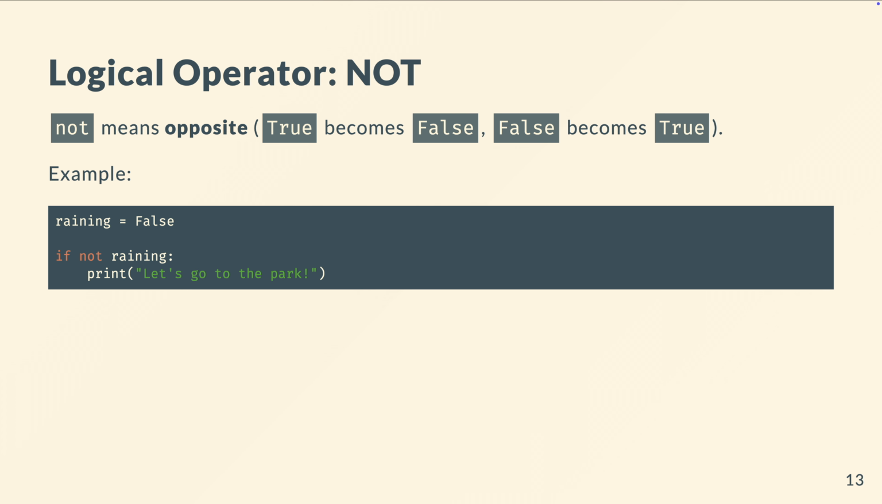The last logical operator is not. Not means the opposite. Not changes True to False, and changes False to True. In the example, raining is False. The if checks not raining. So it checks the opposite of False, which is True. That means the print line will run.